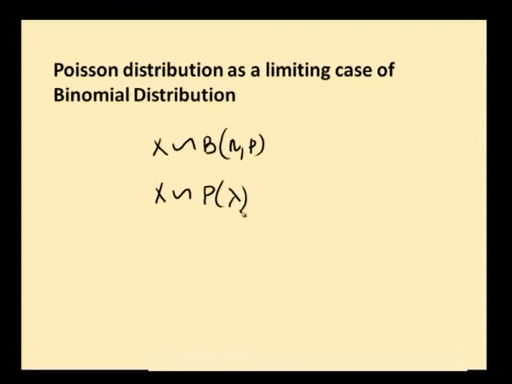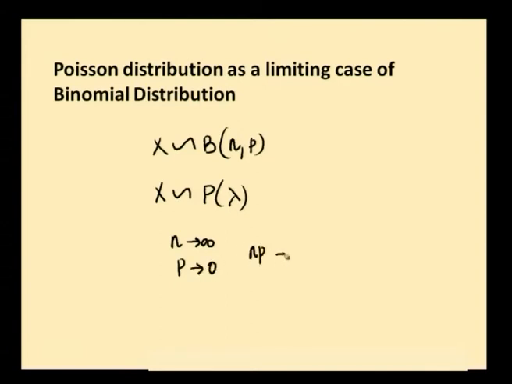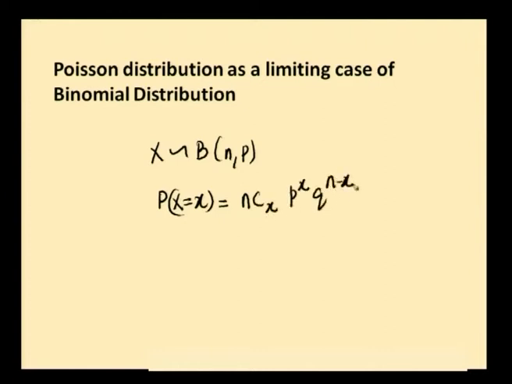As already discussed in the previous session, as n tends to infinity and p tends to a very small number, then np tends to lambda. With this concept, from the binomial distribution we can derive Poisson distribution. First of all, when x follows binomial distribution with parameters n and p, the probability function is written as p of x is equal to nCx p power x q power n minus x. The nCx is written as n factorial by (n minus x) factorial by x factorial, into p power x into q power n minus x.